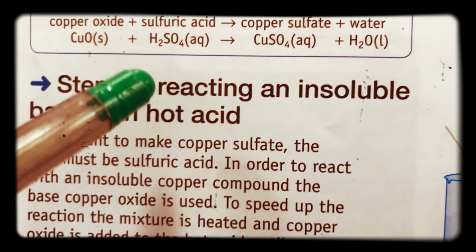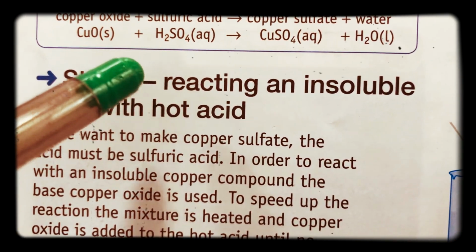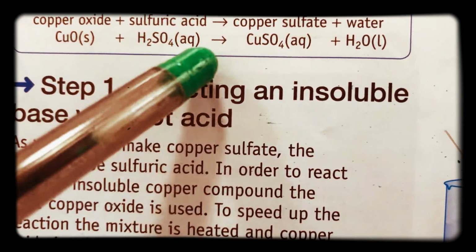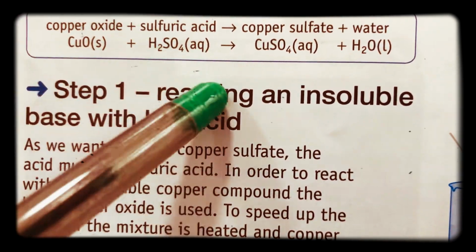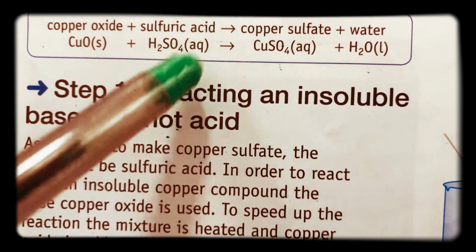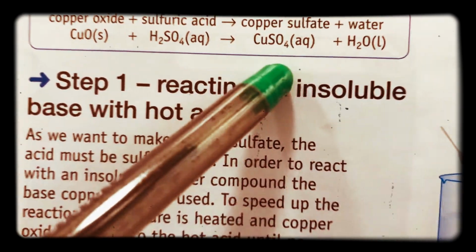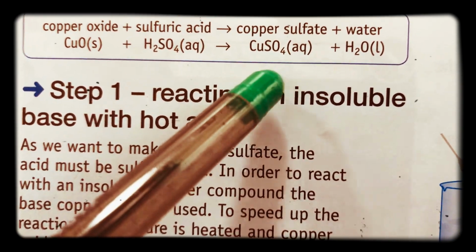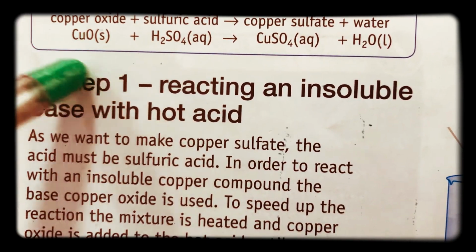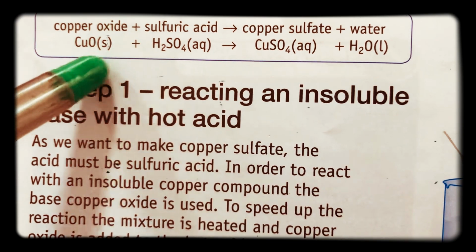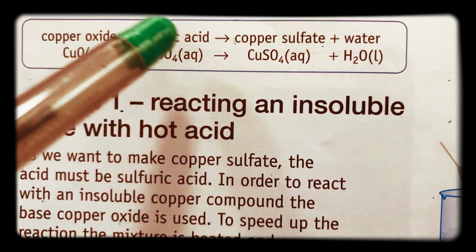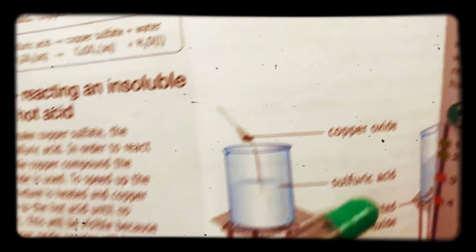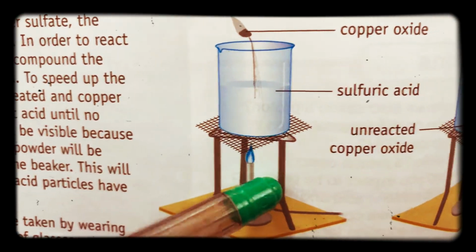Okay, but having said that, what we also want to do is separate out and remove or exclude any remaining sulfuric acid. Why? Because we just want copper sulfate on its own. Okay, so what we do is we have lots of this, what we call an excess, and we add it to a certain amount of sulfuric acid. So here we are, right? And what we can also do is raise the temperature.